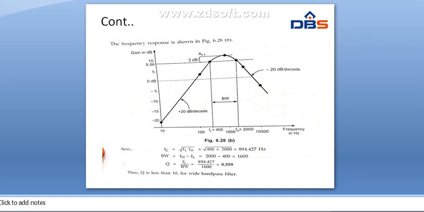Here the quality factor is less than 10, so it is a wide band pass filter. If the quality factor is less than 10, the filter is called a wide band pass filter. If the quality factor is greater than 10, the filter is called a narrow band pass filter. So this is the design of the wide band pass filter and its frequency response.